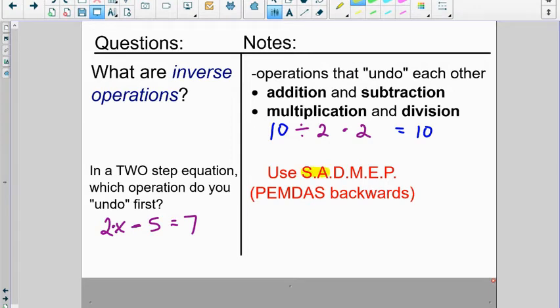Remember, that's the same step. Then we undo any divisions or multiplications. Again, that's the same step, the second step. Then we undo any exponents. And last should be whatever's inside the parentheses.